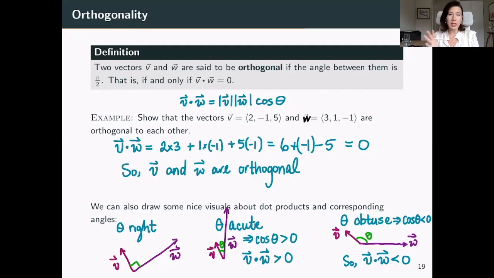Similar to how we worked with the acute angle, we notice that if the angle theta is obtuse, it would result in cosine of theta being negative. Remember on the unit circle, if our angle theta is between 90 and 180 degrees, our values of cosine are going to be negative. So we will have a positive number times a positive number times cosine of theta, a negative number, yielding the dot product being less than 0.